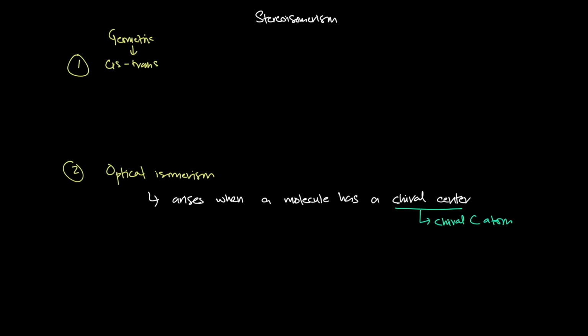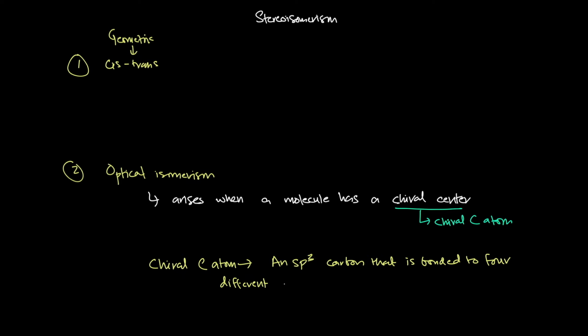Now what is chirality, or what is a chiral carbon atom? A chiral carbon atom is an sp3 hybridized carbon. In other words, it makes 4 different bonds, to 4 different atoms or groups of atoms.